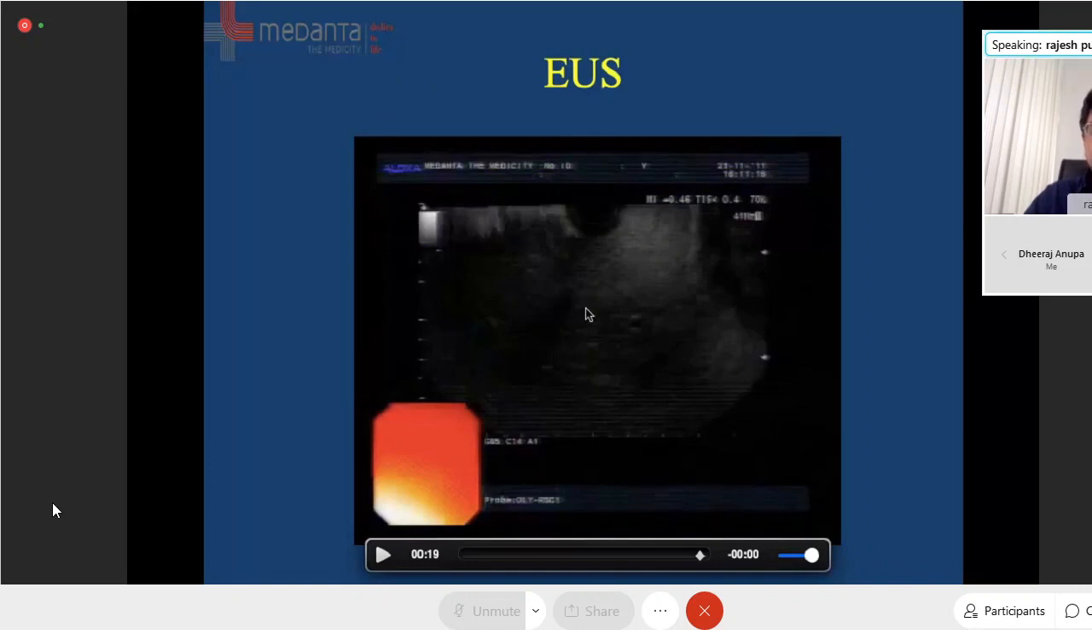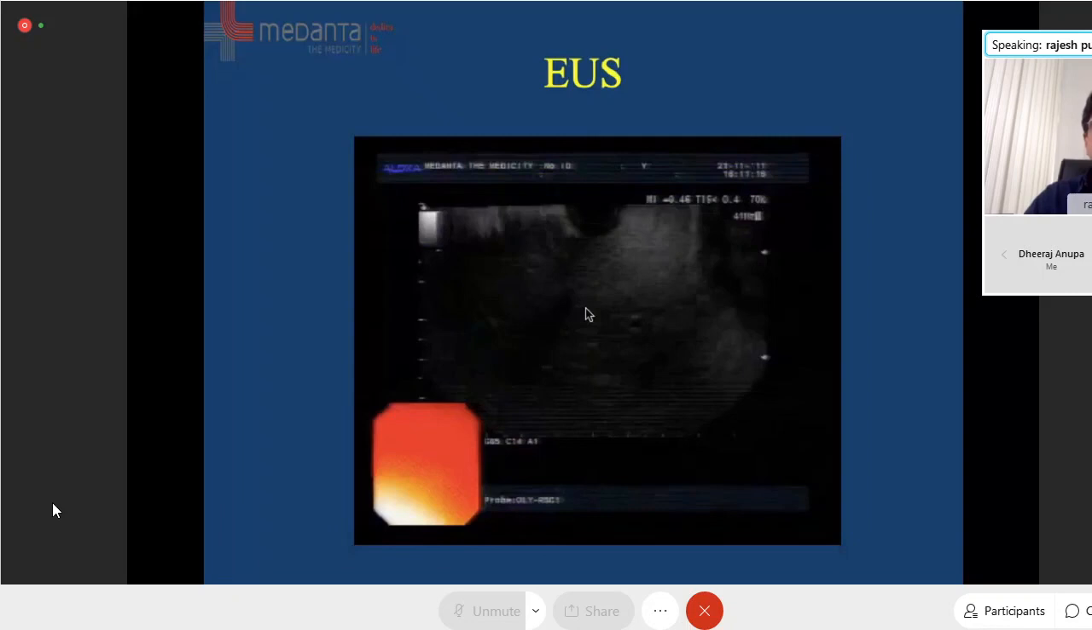So when should you do EUS? After 4 to 6 weeks of pancreatitis, you should do it. If you suspect a stone, if the patient has cholangitis, you should do the EUS in the same sitting. So, to know the etiology, do EUS after 4 to 6 weeks.